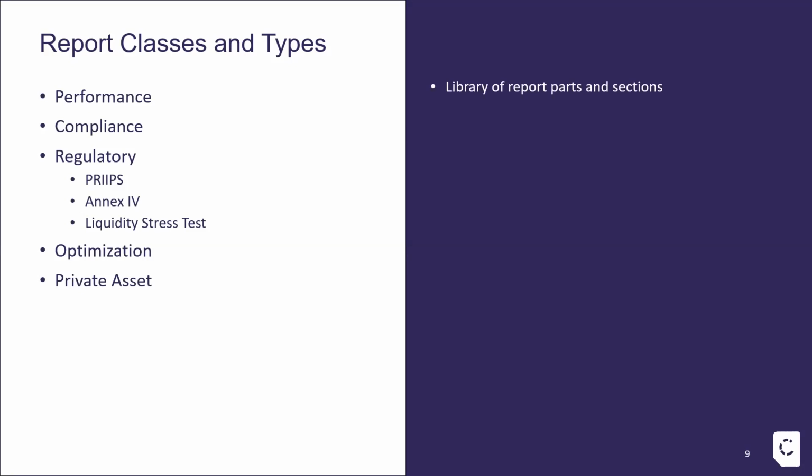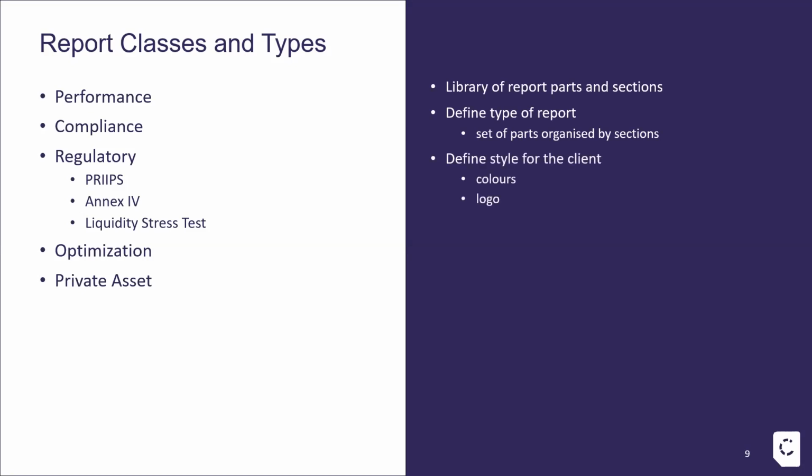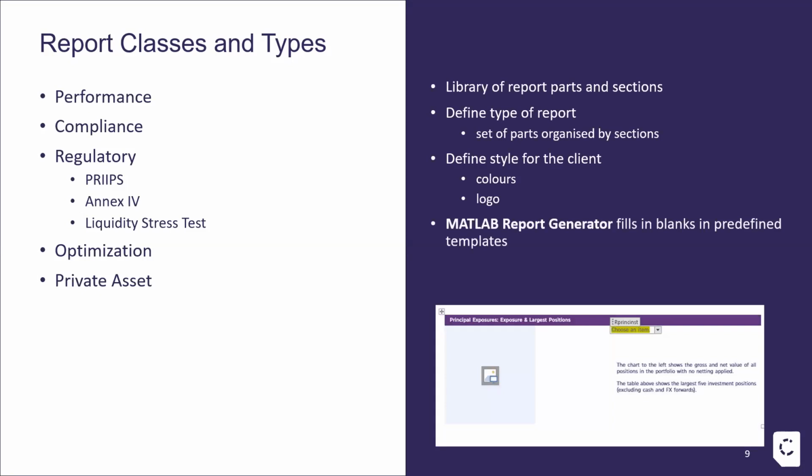We have a library of report parts and sections for each class of report. When we define a new report type of a given class, we select a set of parts organized by sections. Then we also define styles and colors and use the client logo so that reports look the way the client wants. Finally, we use the MATLAB report generator to fill in blanks in our templates.